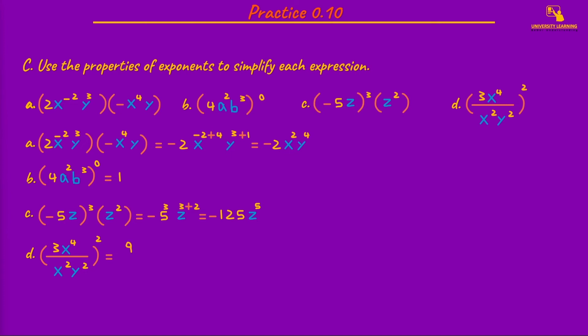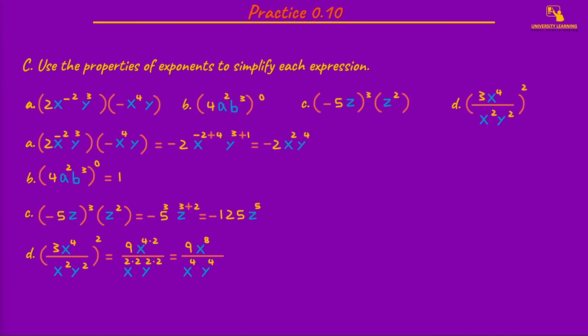Then we are going to multiply the exponent of x, which is 4 by 2, over x to 2nd multiplied by 2, and y to 2nd multiplied by 2. So we distribute the squared exponent for all the terms. It will equal 9x to 8th over x to 4th and y to 4th.